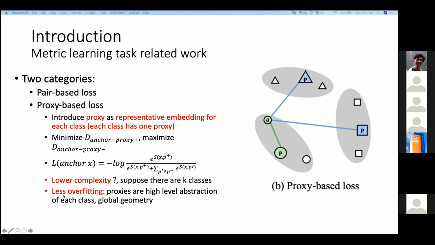Also, I think the proxies are like a high-level abstraction of each class. So each time the anchor looks at all the proxies, it can better represent the global geometry instead of looking at some single instances.